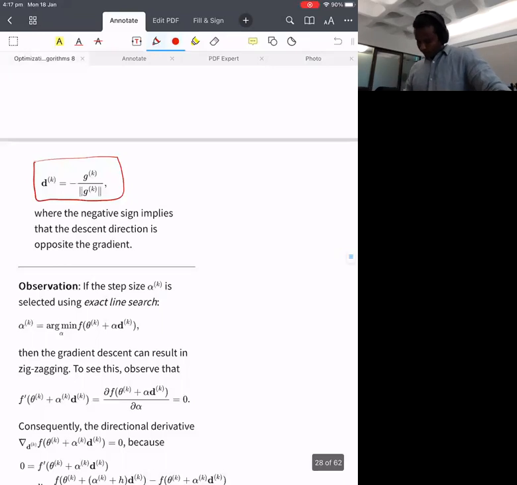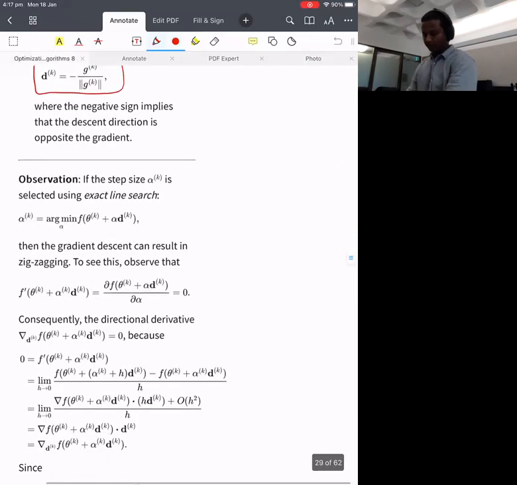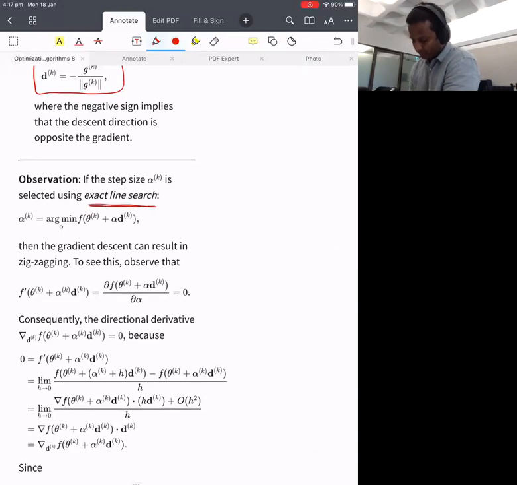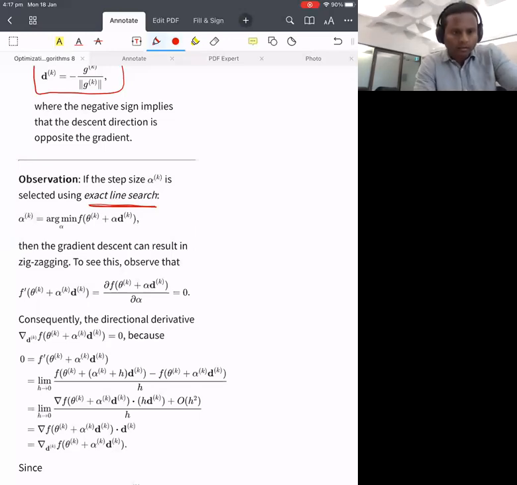And one more observation one can make here is that when you use exact line search in each step, you are at theta k, and you know the descent direction. You want to find the learning rate optimally using exact line search. There is a question here.